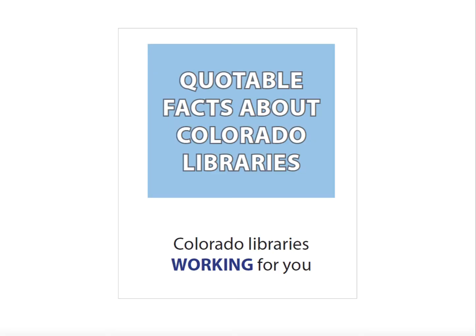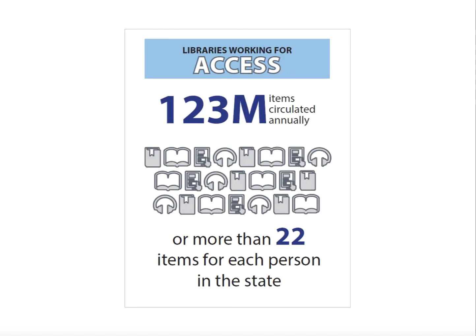For example, the Colorado State Library has a publication that's called Quotable Facts About Colorado Libraries. It uses per capita terms to present annual circulation figures for the state. And so you can see in this example that 123 million items were circulated annually, or more than 22 items for each person in the state.